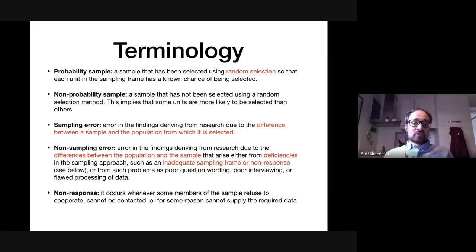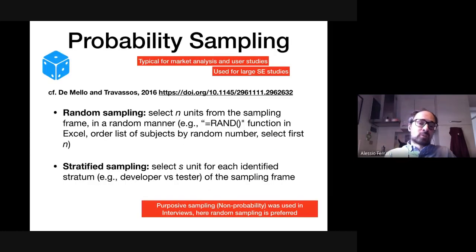There is the possibility of non-response. As I mentioned, there are cases in which you don't get any answer, so you have to take this into account in your data analysis. So let's go into probability sampling, which is the most common type of sampling in software engineering, and is typical for market analysis and user studies, but also common for large software engineering studies.